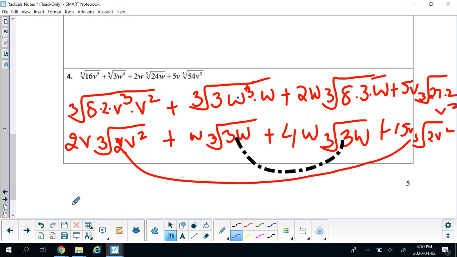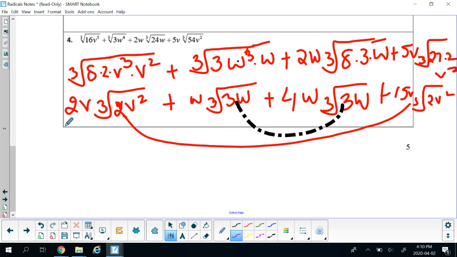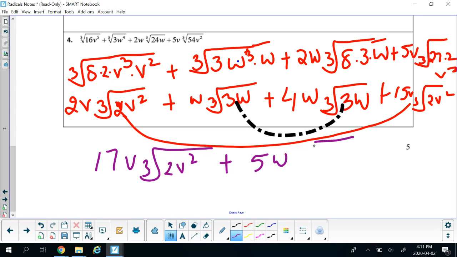Okay, so now 2v plus 15v becomes 17v cube root of 2v squared plus 4w plus 1w becomes 5w cube root of 3w. Okay, so again we have a variable in the radicand, right? So we have to write the restriction here.